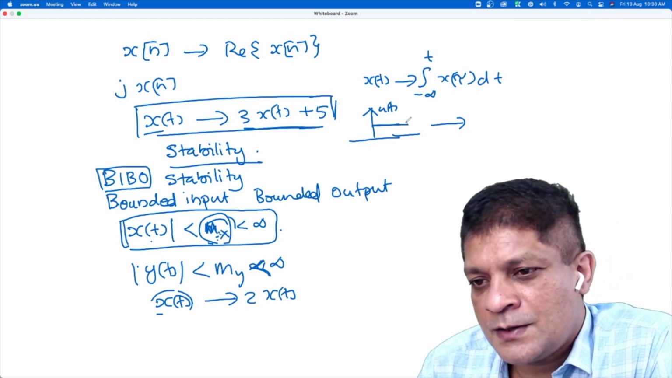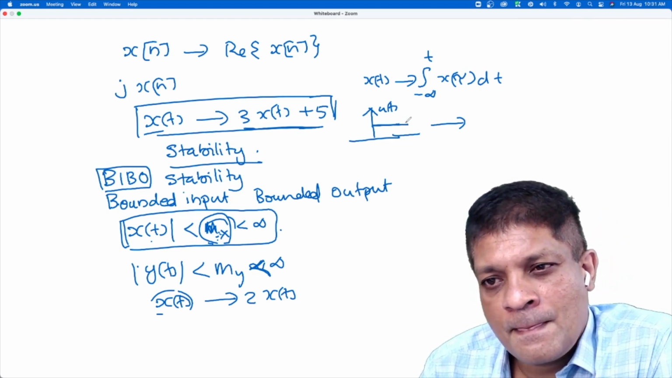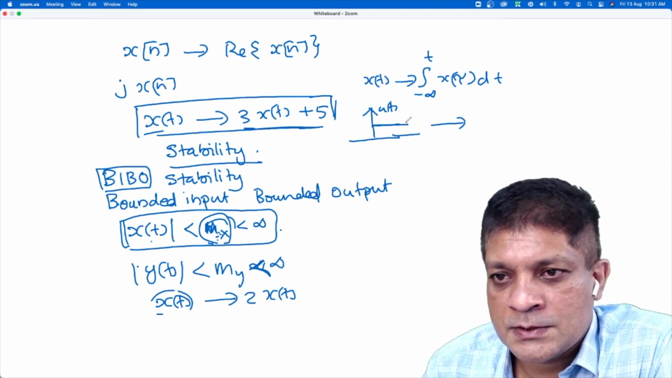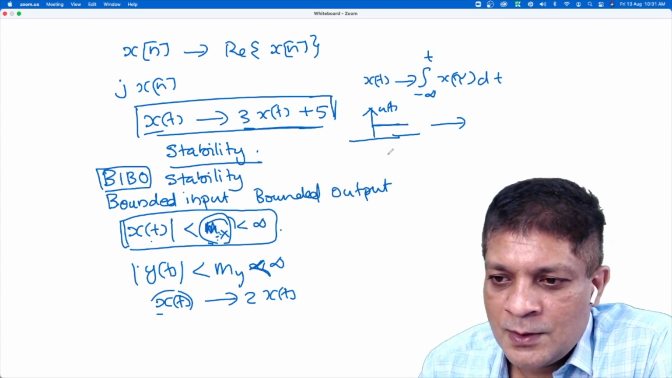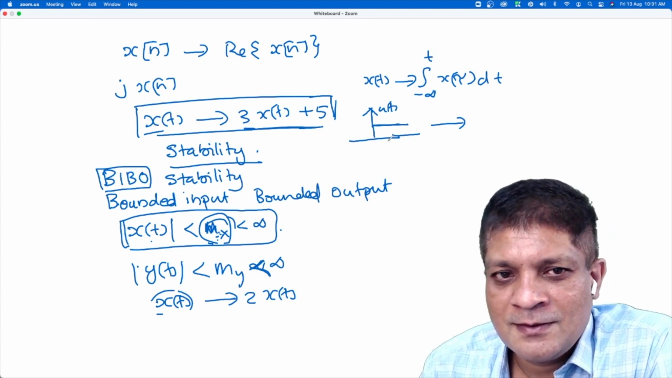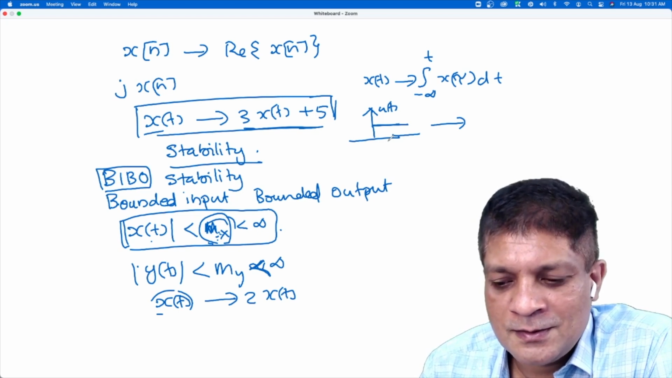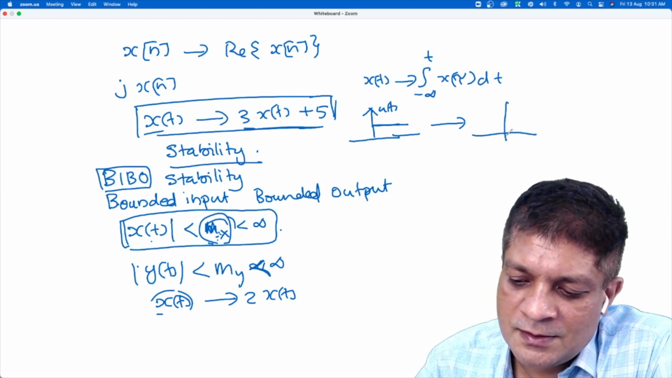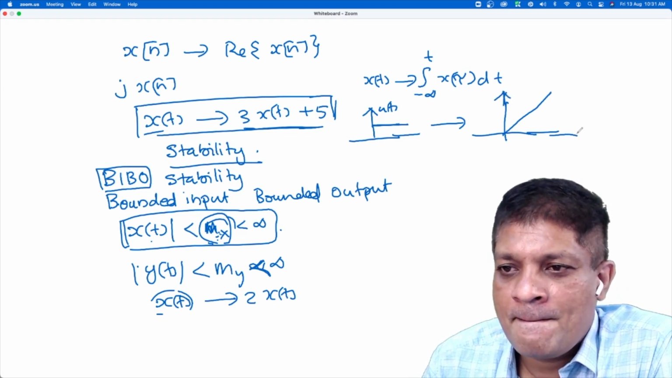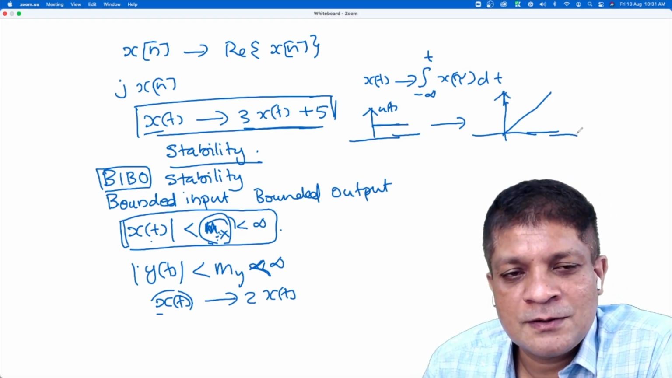Output of that integrator? Delta function? You are integrating a unit step function. If you differentiate, you get a delta function, but when you integrate, you get a linear, straight line. It is a ramp function, isn't it? Is it a bounded signal?